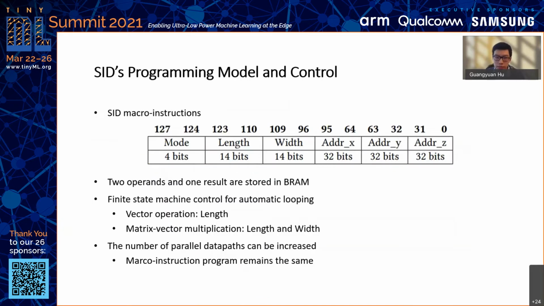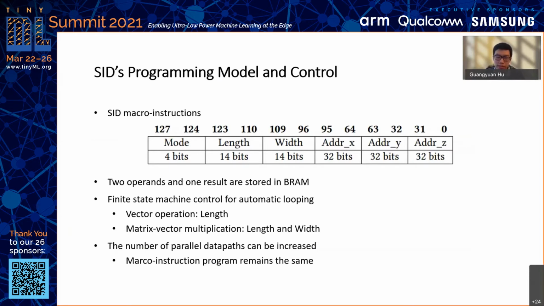The SID module is programmed with macro instructions which encode the looping of vector and matrix operations. The mode field encodes the type of the operation that we will explain later. Instead of using fixed size registers, we use the block runs to store the 2 input operands, X and Y, and the result Z of each instruction. The SID module has a finite state machine to control the loop and the vector or matrix. For vector operation, only the length field needs to be used, while the matrix vector multiplication needs to use both fields to specify the size of the matrix.